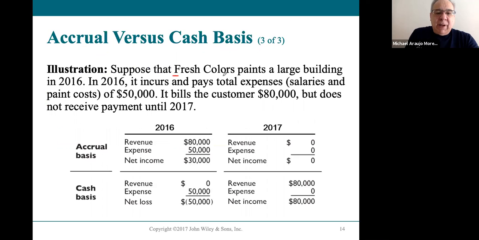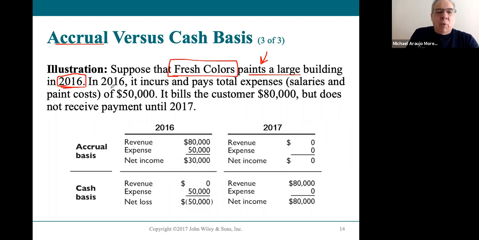Let's say we have a company called Fresh Colors. And Fresh Colors is a company that paints buildings. So here we painted a building in 2016. So again, you did the work. When you paint a building, you did the work. Under the accrual basis, you did the work in 2016. Okay. Under the cash basis, you didn't do the work until you get paid.